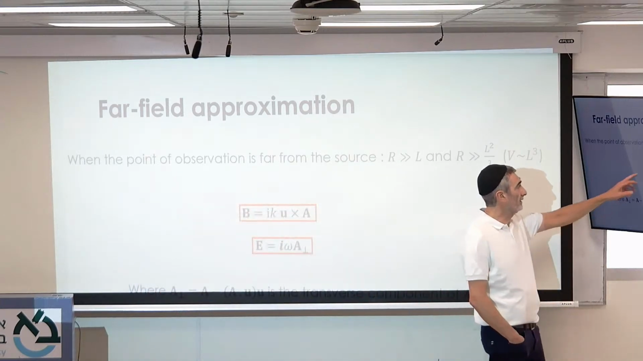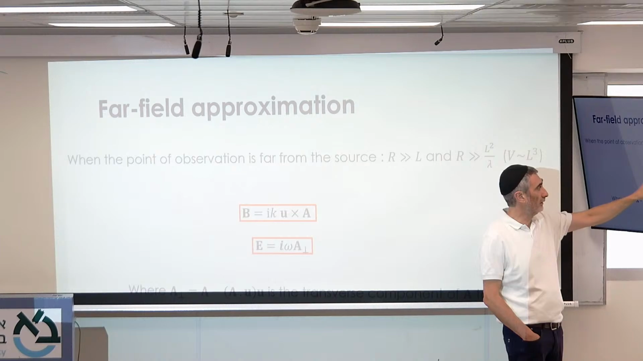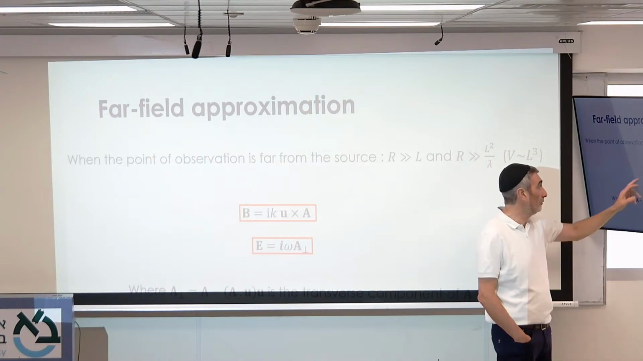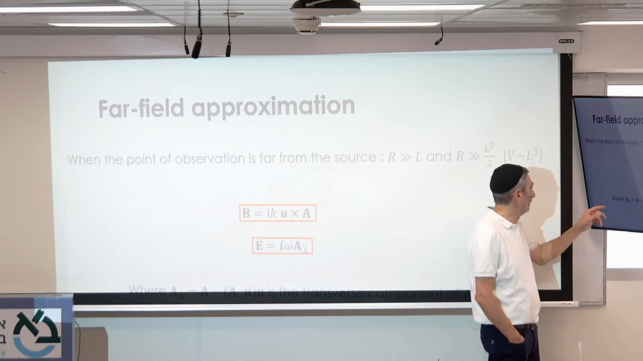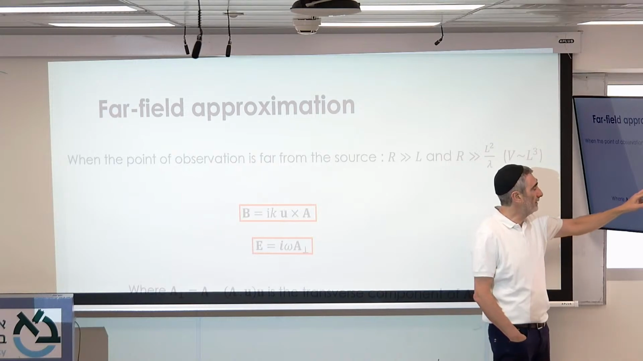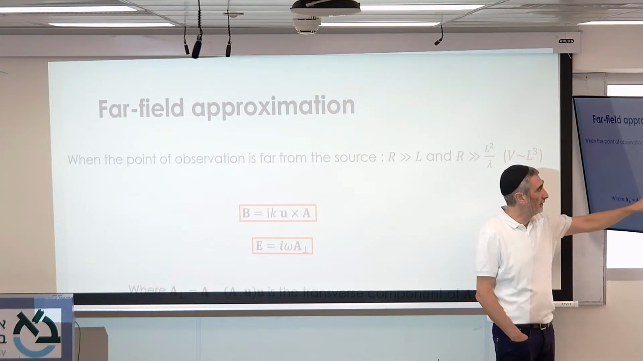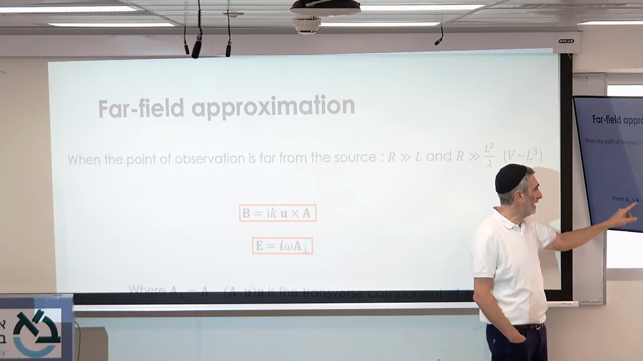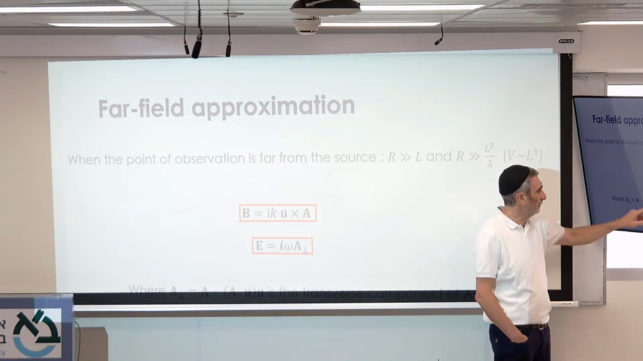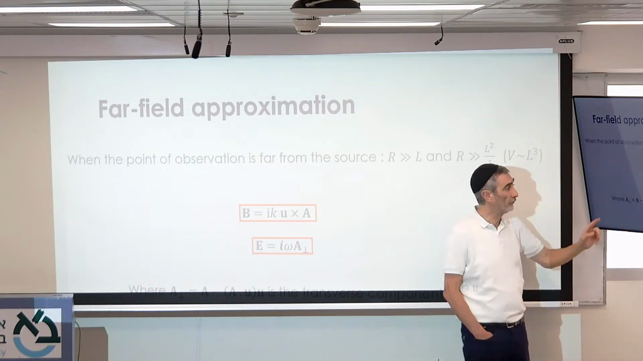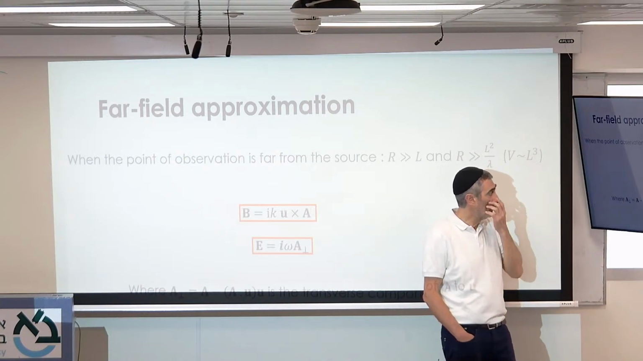B is i k u vectorial rotational A, and E is i omega A perpendicular. So how do I define this? This A perpendicular is A minus the scalar product of A and U times U, and that's the transverse component of A relative to U.